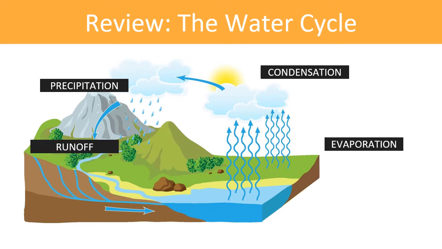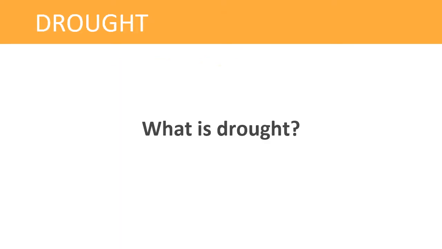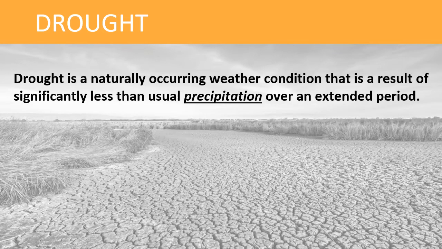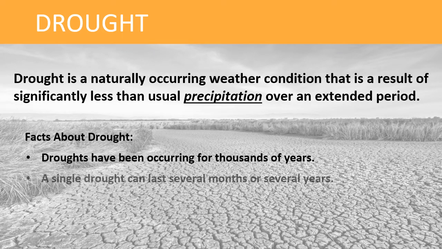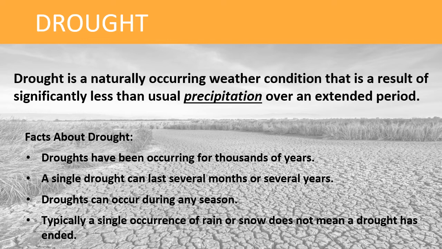Now, we are talking about runoff, and particularly today, the lack thereof runoff. So drought. What exactly is a drought? A drought is a naturally occurring weather condition that is a result of significantly less than usual precipitation over an extended period of time. Now, that period of time is different from different places.